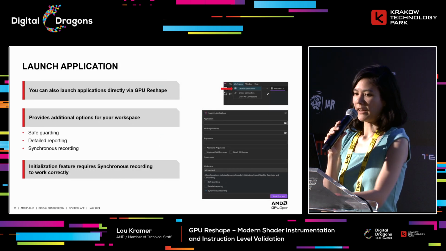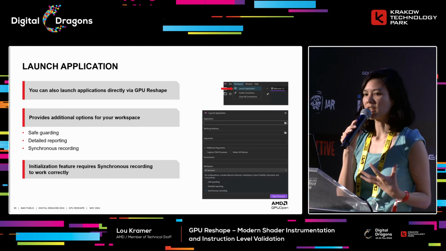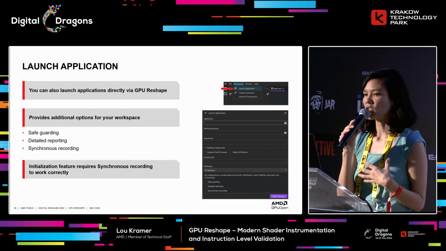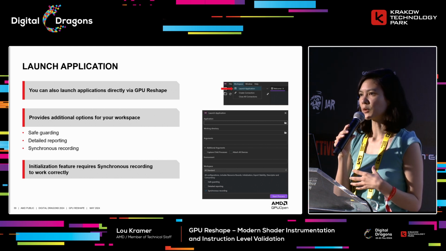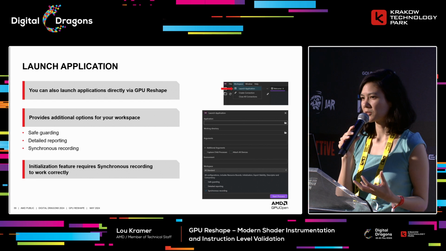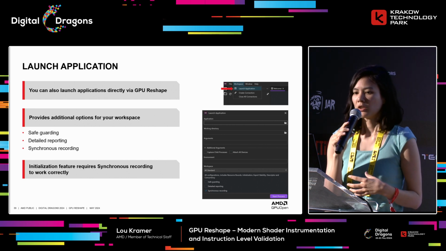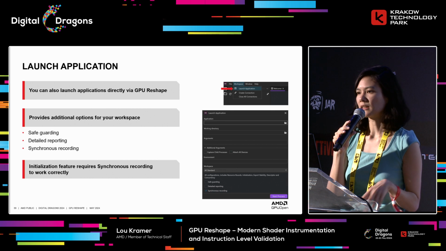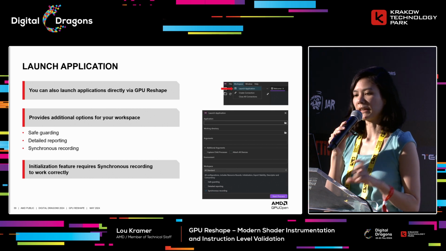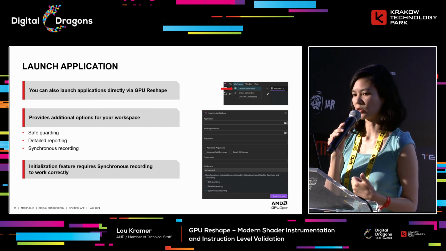So the second way to connect with an application is that you also can launch applications via GPU Reshape. So it's very similar to the workflow that you are used to when using Pix, for example, or RenderDoc. So you just go to Workspace and then launch applications, and then you just provide your application path, and then you can just launch it.